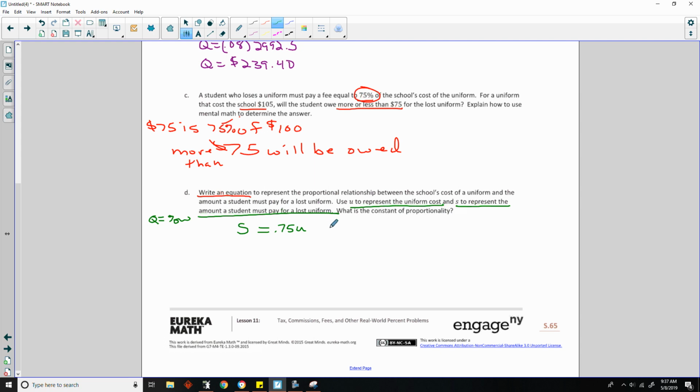What is the constant of proportionality? Well, the constant of proportionality is our leading coefficient that we're multiplying our uniform variable by. So the constant of proportionality is 75%.